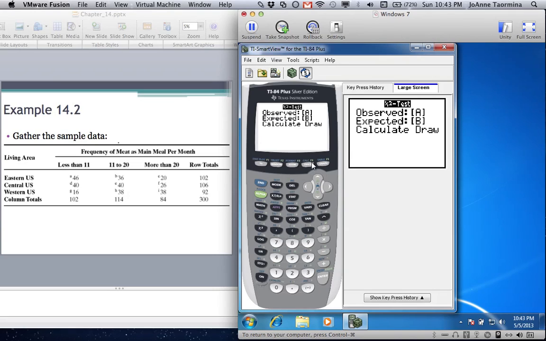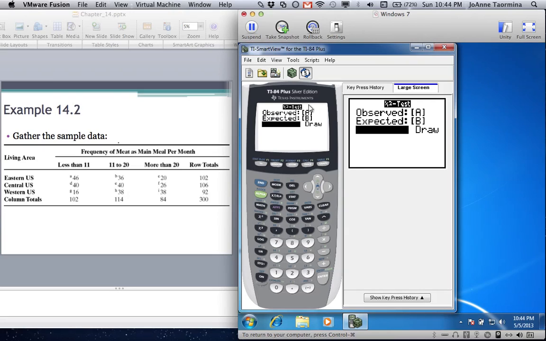Observed, we can leave it A. Expected, we can leave it B. And then we go down to calculate. So what's going on when we hit calculate is basically the calculator is generating an expected matrix, and it's going to populate matrix B with all those expected values, and then it's going to use those expected values to come up with a value for the chi-square test statistic. And then it's going to find the area from the chi-square test statistic to positive infinity to find the p-value.